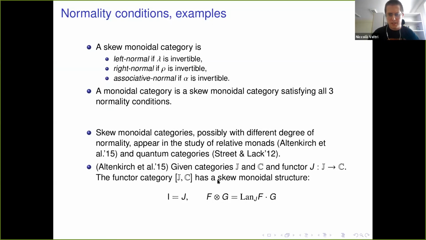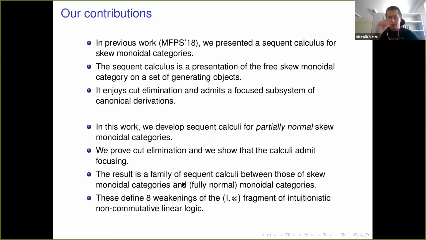And one can check in this case that lambda, rho, and alpha, the structural laws exist. It's possible to construct these morphisms, but without asking any additional structure on the functor J, there is no way of defining the inverses of lambda, rho, and alpha. Okay, so this is kind of a skew variant of the usual monoidal structure on the category of endofunctors on a given category.